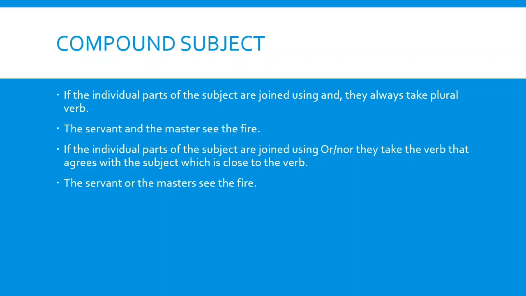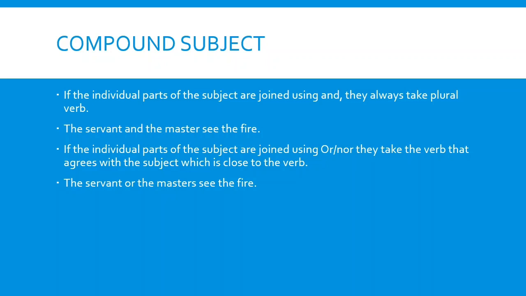Now let's focus on the other rule. If individual parts of the subject are joined using or, nor, as we have seen in the previous sentence, dear students, always remember that the verb would agree with the subject just before it.